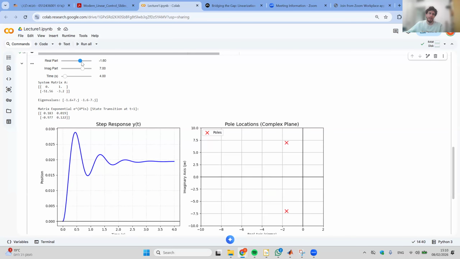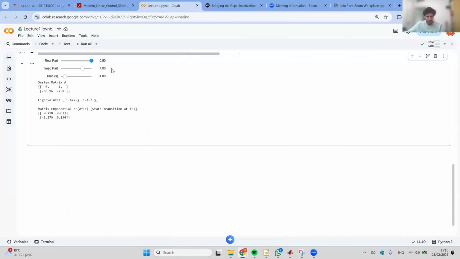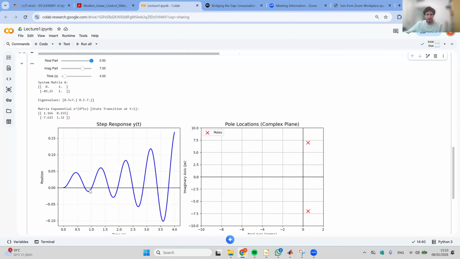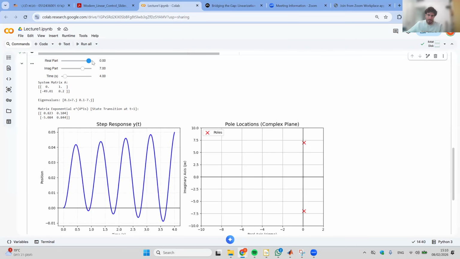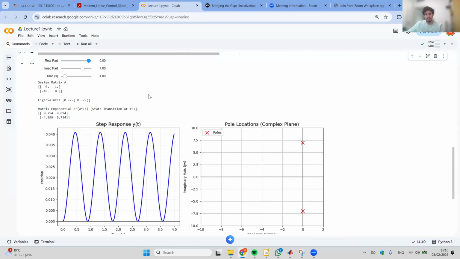The second I let the real part be positive, you can see that the response increases and increases, and it will actually go to infinity. This is why we always want to make sure all the poles, all the eigenvalues have a negative real part. Now, if I let the real part be 0 exactly, then the response, as you can see here, the real part is 0, will be purely oscillatory.